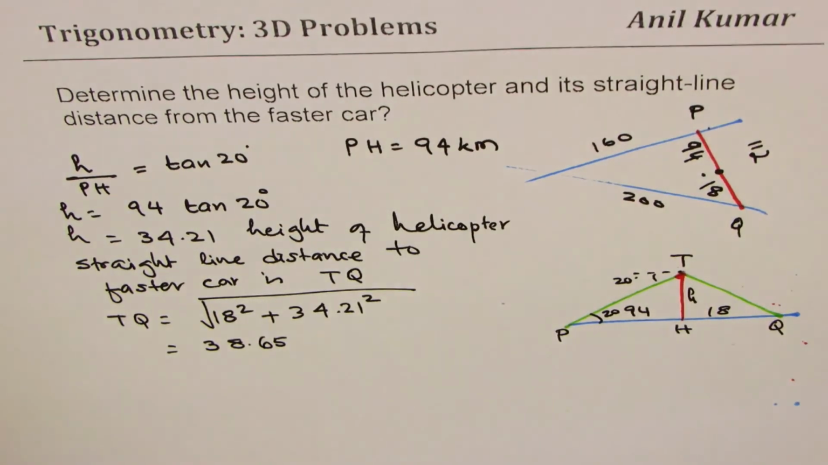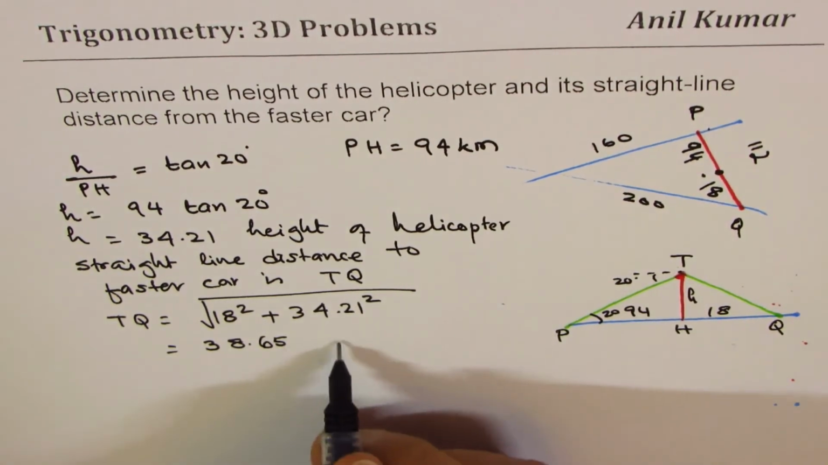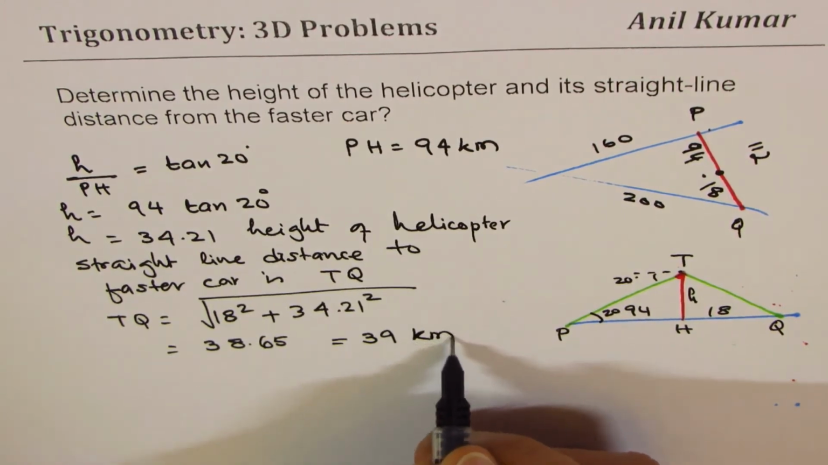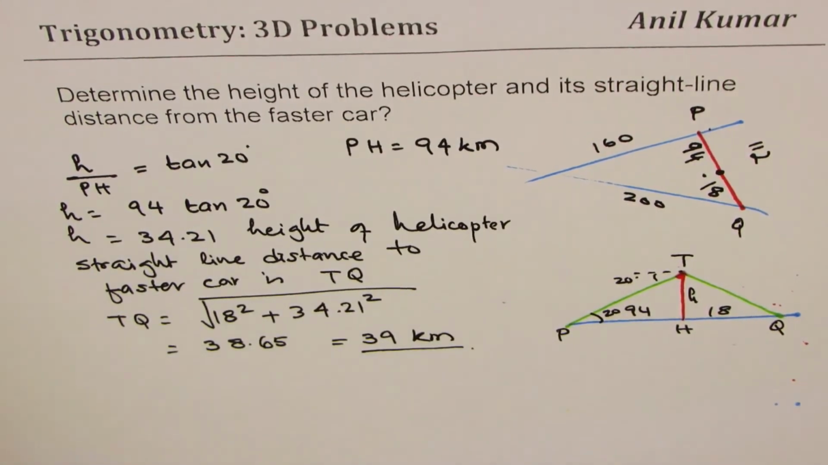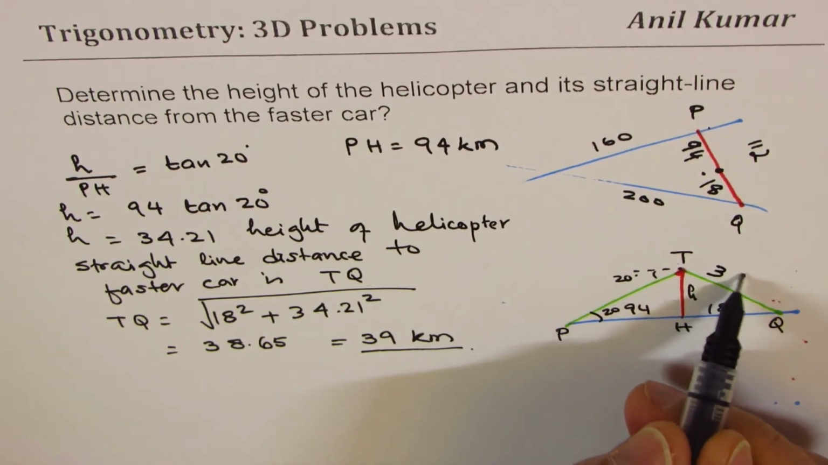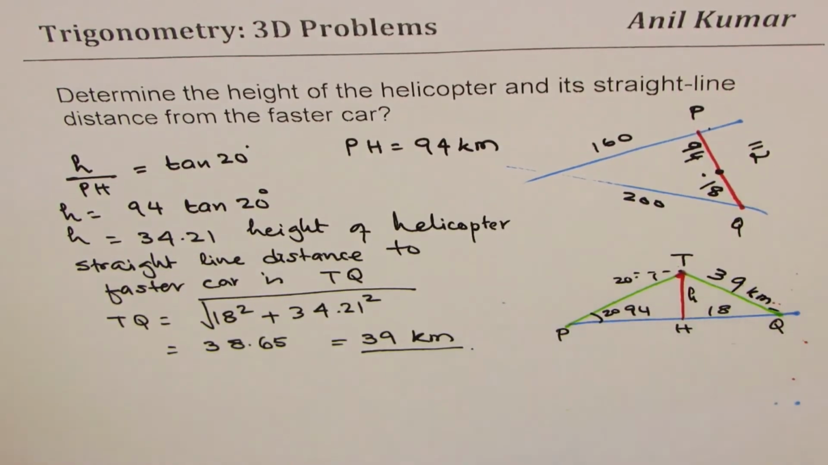Right? So you can round this to a whole number. So we could write this as 39 kilometers, right? So that is how we can find the straight line distance, so approximately 39 kilometers, right? Since all distances are given in whole numbers, we rounded it to a whole number. So I hope the concept is clear.